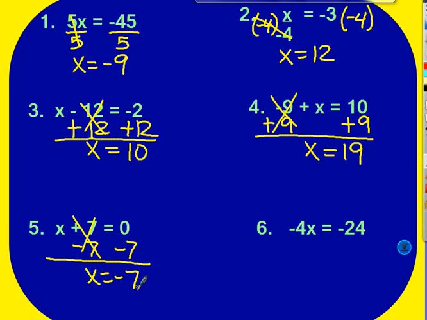Example number 6, negative 4x equals negative 24. The negative 4 and the x are being multiplied. I will use division to undo the multiplication. Notice when I divided negative 24 by negative 4, my result was positive 6. My solution came out to be x equals 6.